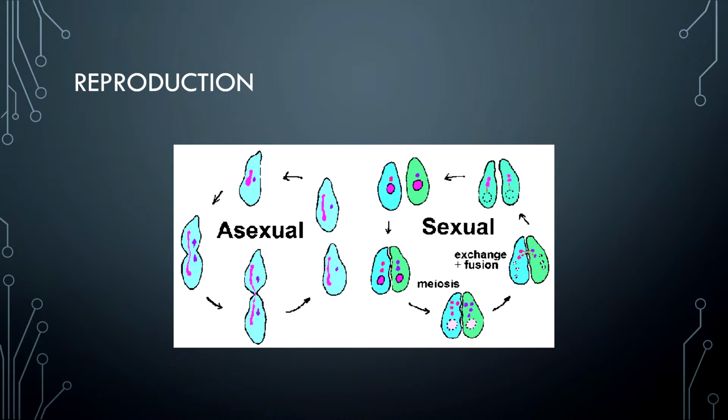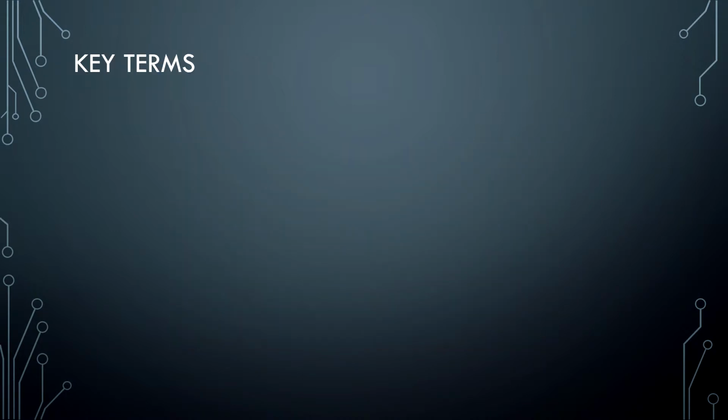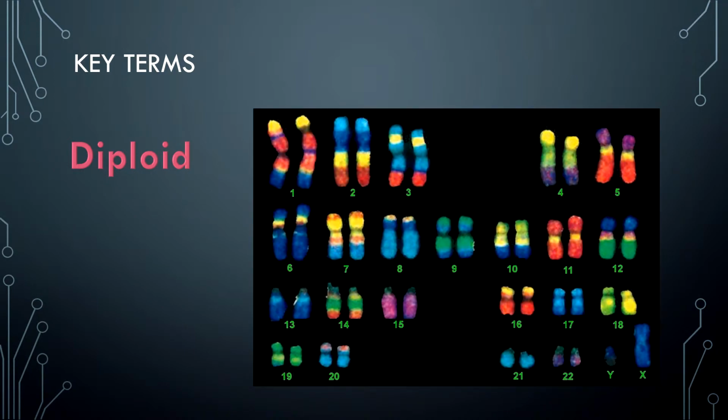Each type of reproduction, sexual and asexual, has advantages and disadvantages, and the type of reproduction used is most commonly related to its environment. There are some key terms we need to learn when we're discussing reproduction. The first is diploid. Diploid is when a cell or a nucleus contains two complete sets of chromosomes. In humans, this is 23 pairs or a total of 46 chromosomes, as shown by this karyotype here.